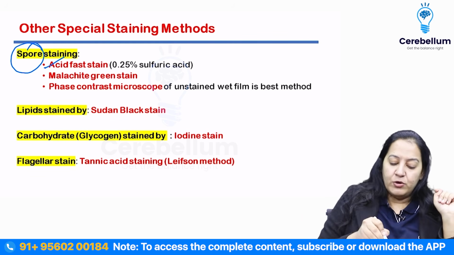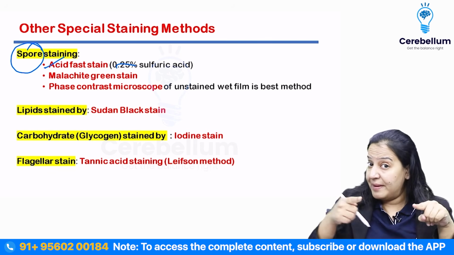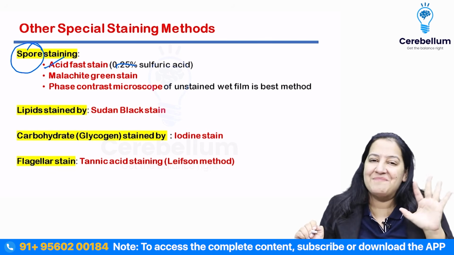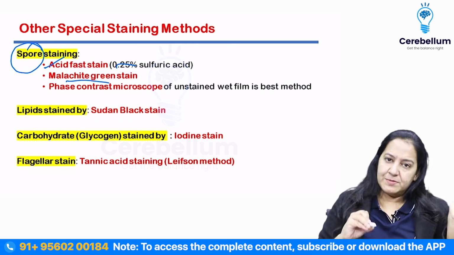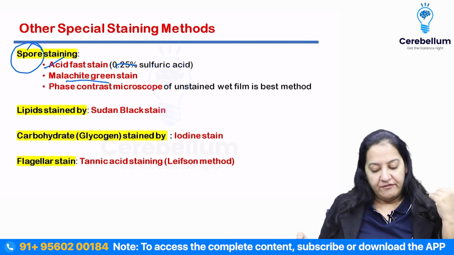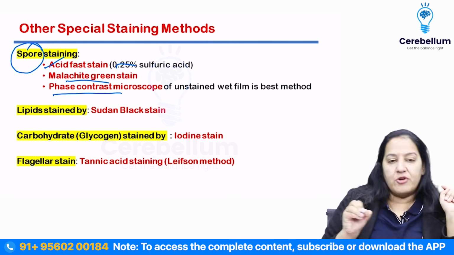So in acid-fast stain, we use 0.25% of the sulfuric acid. It was coming in the modifications also. We don't use 20%. We use only 0.25%. Malachite green. For spores, we can use malachite green also. And for spores, we can use a phase contrast microscope.